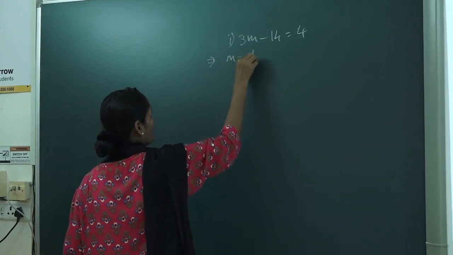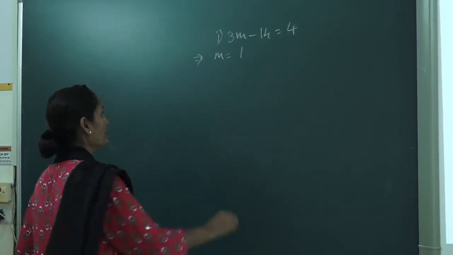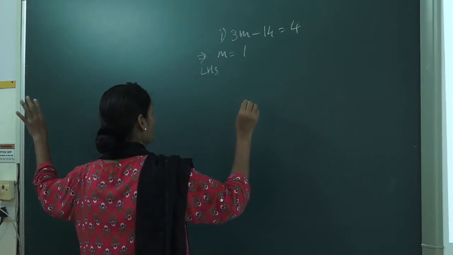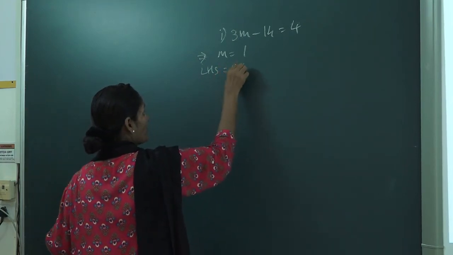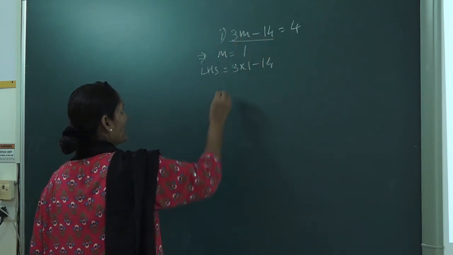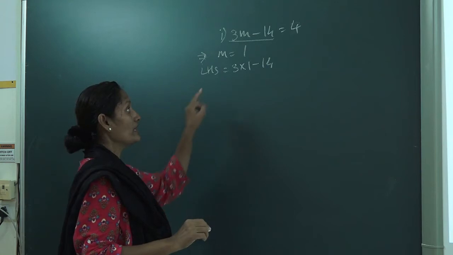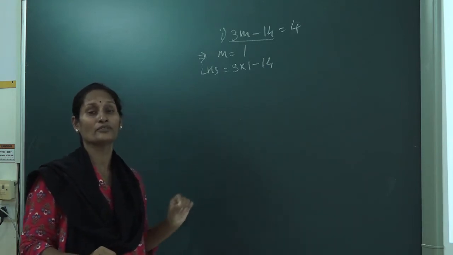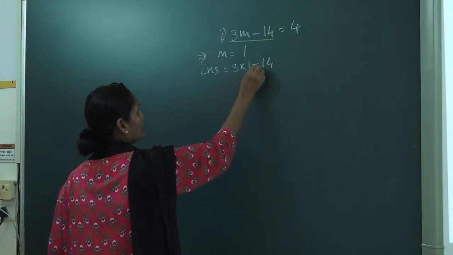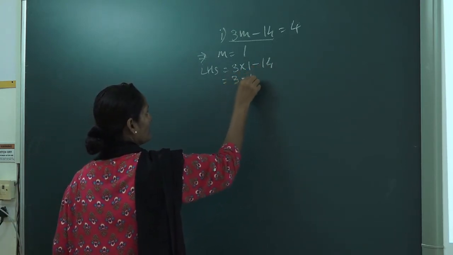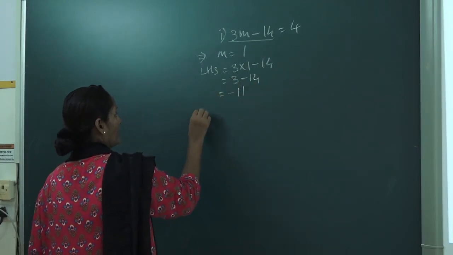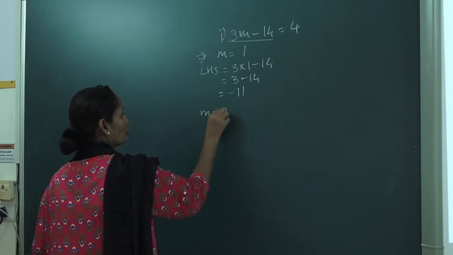I took m as 1. Okay? So my LHS means left hand side, which equals 3 into 1 minus 14. What I underline is my LHS, and I substitute the value of m. Here we learn one more method, the substitution method, where we put the value of a variable. So 3 into 1 minus 14. 3 ones are 3, 3 minus 14. What are we getting? Minus 11.